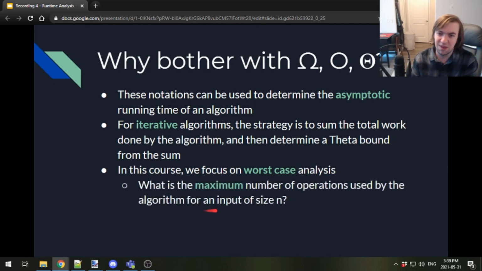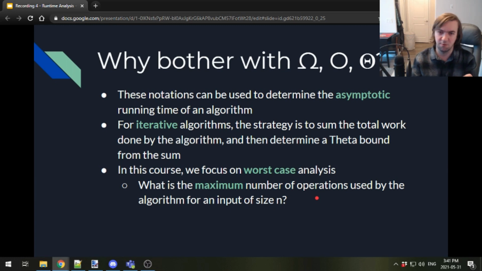So when we ask the question, what is the worst case, we're saying, what is the maximum number of operations used by the algorithm for an input of size n? Importantly, what we're saying here is nothing about the format of our input.